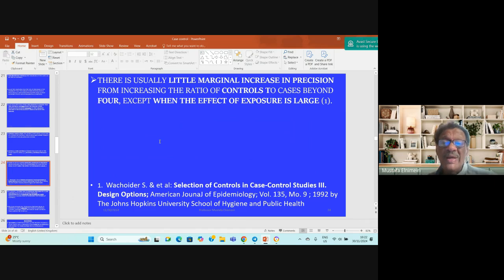There is usually little marginal increase in precision from increasing the ratio of controls to cases beyond 4, except when the effect of exposure is large, as mentioned by Walter S. and colleagues in his famous article published in the American Journal of Epidemiology, as shown here.